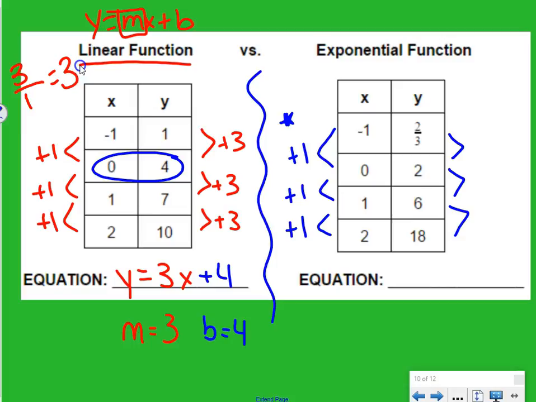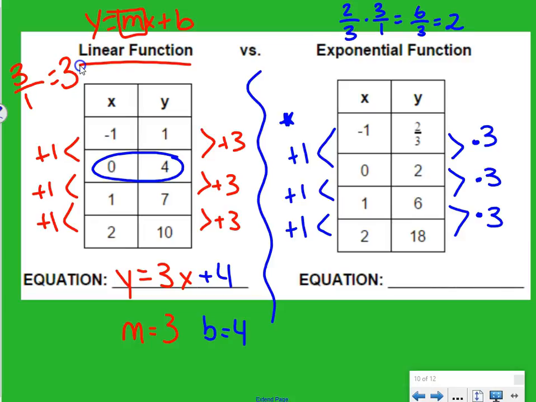Now, if we look from 2 to 6 and 6 to 18, we can't add the same number because 2 plus 4 would give us 6, but 6 plus 4 doesn't give us 18. So we're going to have to look at multiplication. 2 times 3 is 6. 6 times 3 is 18. 2 over 3 times 3 equals 2. 2 over 3 times 3 over 1 is 6 over 3, which equals 2.